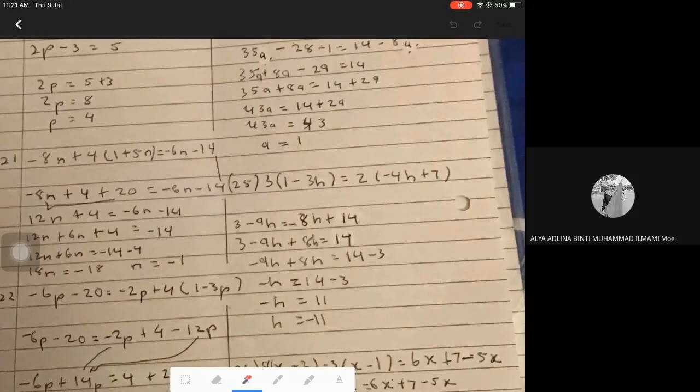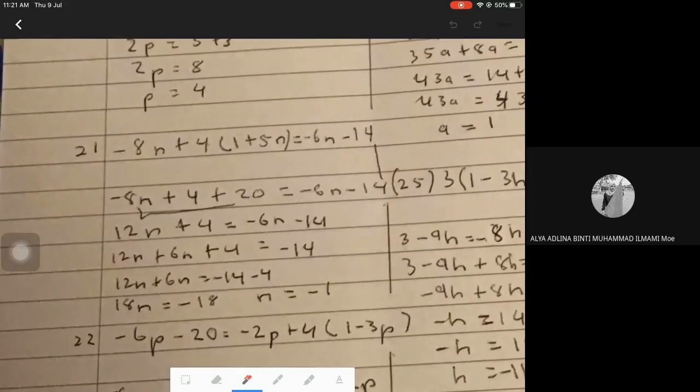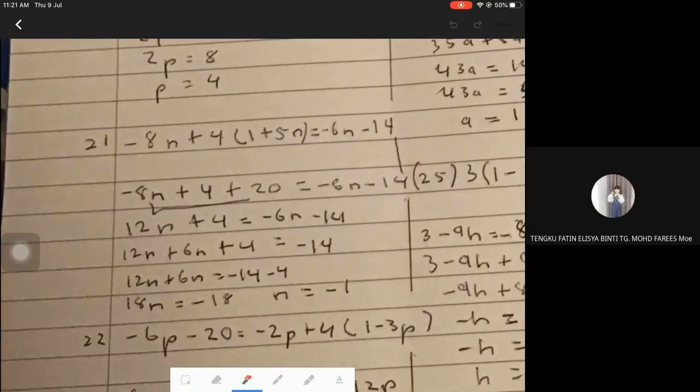Wow. Can you see, class? Yes, teacher. I got mixed up ni. Okay, never mind. So negative 8n plus 4 bracket 1 plus 5n equals to negative 6n minus 14. First of all, you should expand this bracket. Okay. Ni ada bracket kan? So you kena kembangkan or expand the bracket. Or you can say open bracket. Okay, yang negatif 8n ni tak usik.